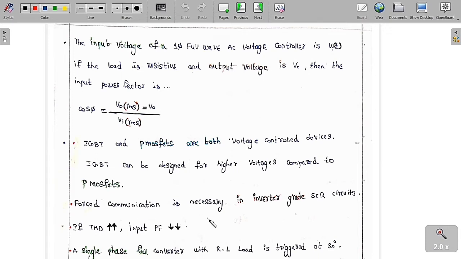Forced commutation is necessary in inverter grade SCR. There are two types of SCRs, converter grade SCR and inverter grade SCR. Converter grade SCR uses natural commutation, so its turn-off time is very high. Whereas inverter grade SCR uses the forced commutation technique to turn off the device. It means the turn-off time is very less, which is 0 to 50 microseconds.